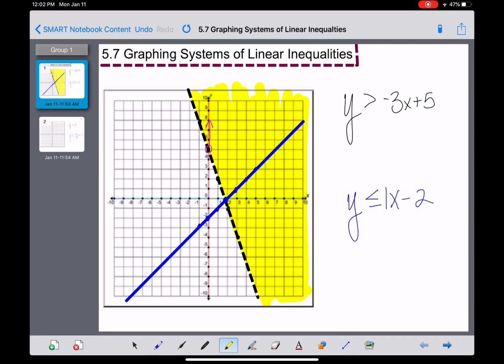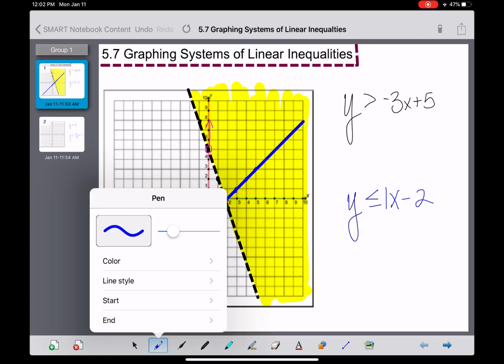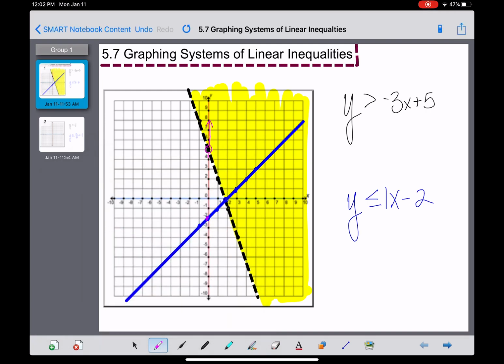Now the inequality determines if I shade everywhere above the blue line or everywhere below the blue line. So if we're having trouble, we're going to go to my y-intercept. The numbers going up are above, the numbers going down are below. Because it's less than, I'm going to shade below the line, and I'm going to make sure that I shade everywhere below the blue line.